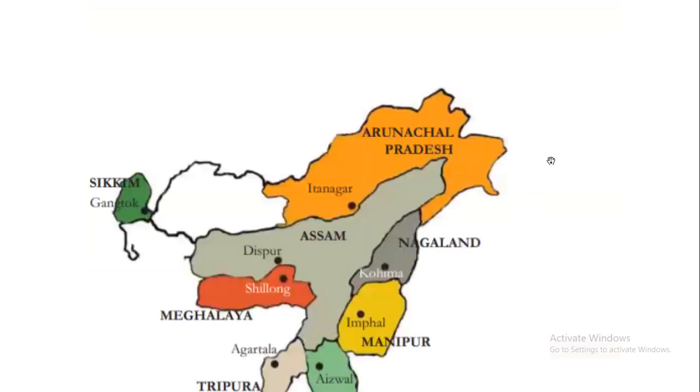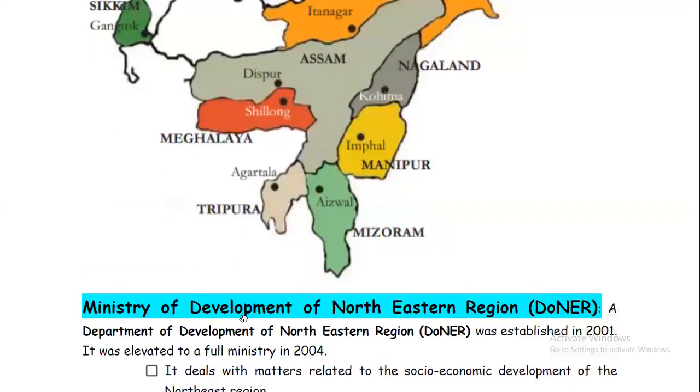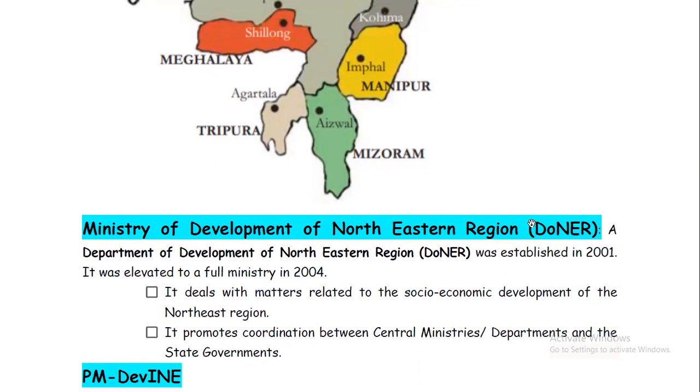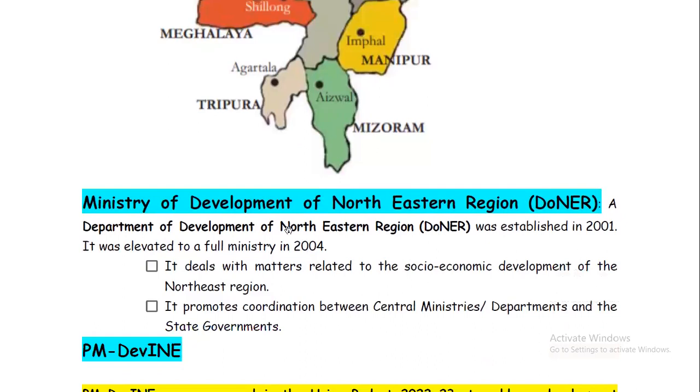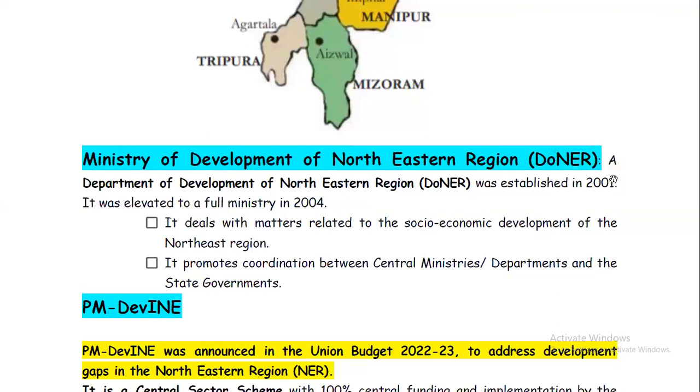Let's look into the next stage, that is the Ministry of Development of Northeastern Region, that is DONER. So this is a separate ministry. A Department of Development of Northeastern Region, DONER, was established in the year 2001, and it was elevated to a full ministry in 2004. So you have just seen that for the Northeastern region, there is a separate ministry, and that is DONER, or you can say the Ministry of Development of Northeastern Region. It was established in 2001 and became a full ministry in 2004.